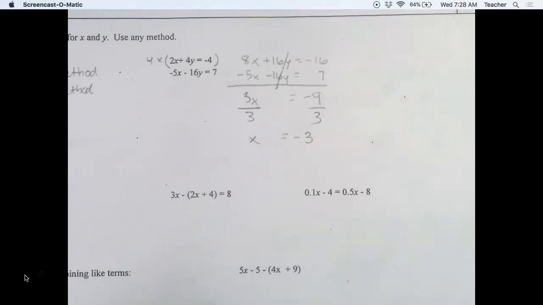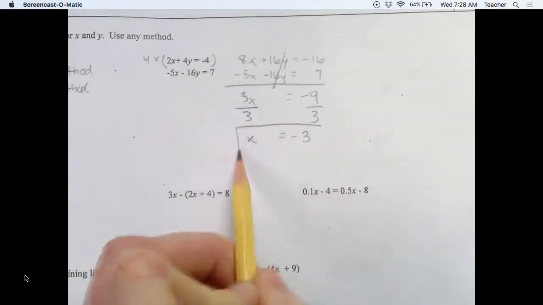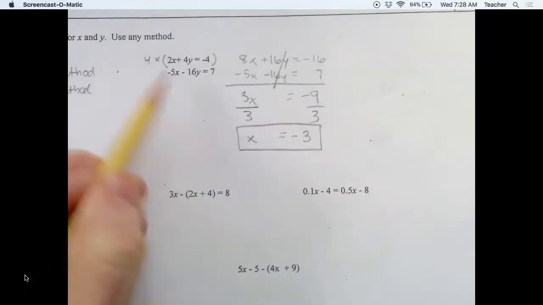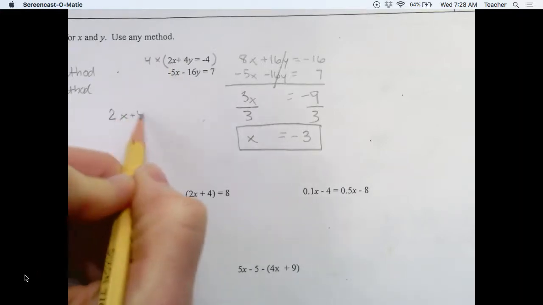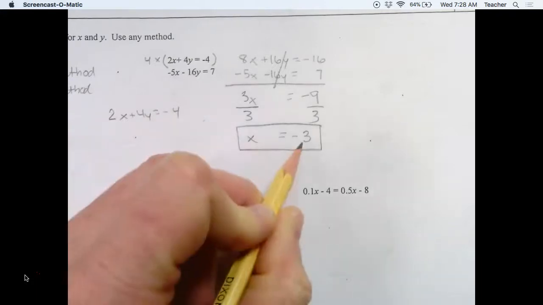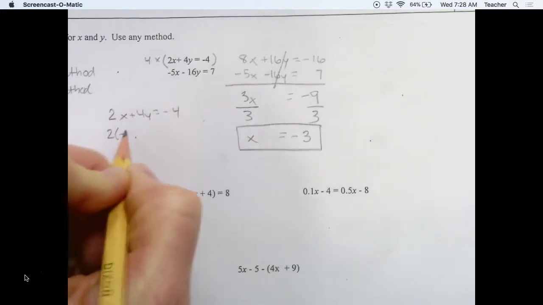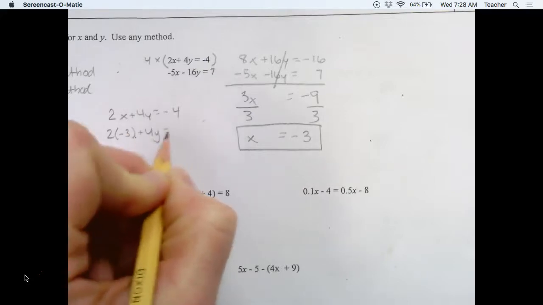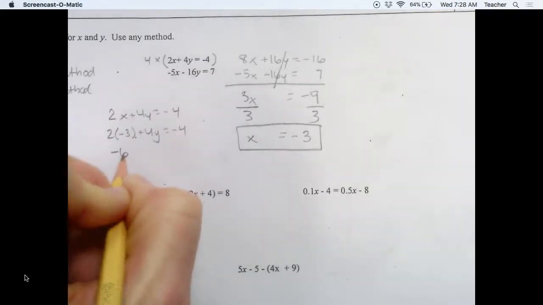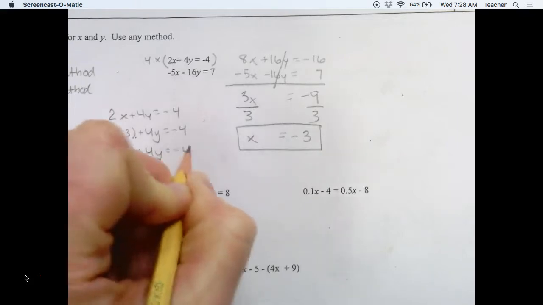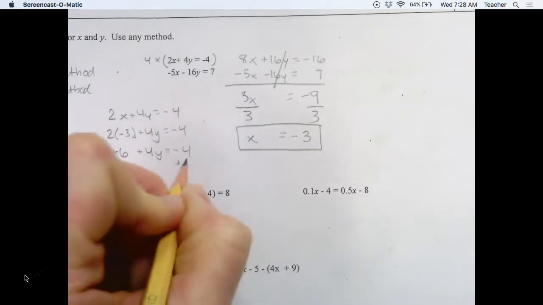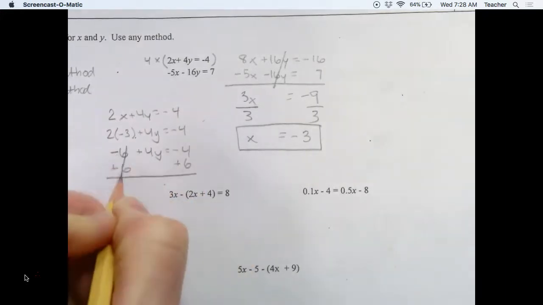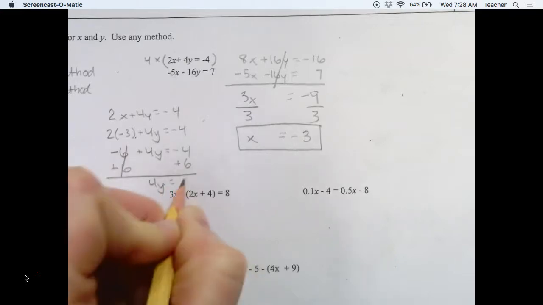Okay. Now we're going to take our x value that we found, and we need to plug it into one of the original equations, substitute it. So I'm going to take the equation that was 2x plus 4y equals negative 4, and I'm going to substitute negative 3 in for x. This is negative 6. Okay, I need to solve for y, so I'm going to add 6. 4y equals 2.